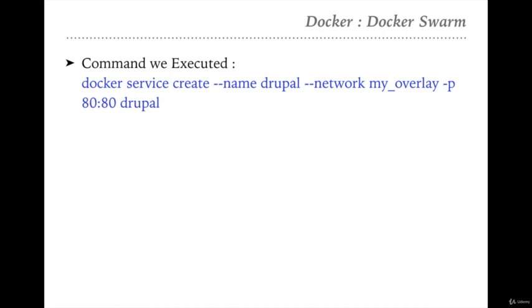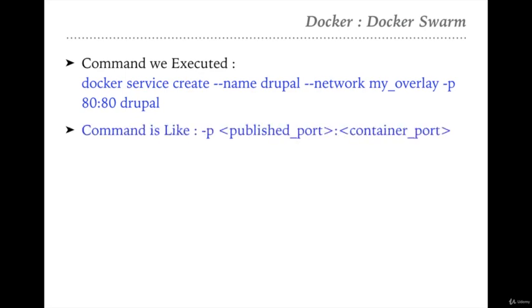So this is the command we executed yesterday. We executed docker service create, then provided the name Drupal, then the network overlay network, then -p 80:80, then the service name. In this particular command, we have published the service with -p and then 80. The left hand side port is the published port, and the right hand side port of the colon is the container port.